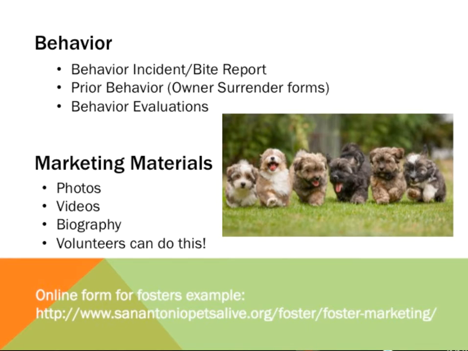Have some kind of behavior incident or bite report, like for human bites or dog bites. It can just be a bite incident report that staff fills out if somebody gets bit, that gets scanned in and goes into the animal's records so that you have a record of that. Prior behavior is so important. People want to know, did this dog live with kids ever before? That kind of thing, so make sure you've got some kind of form for that. And that can just be on your owner surrender form.